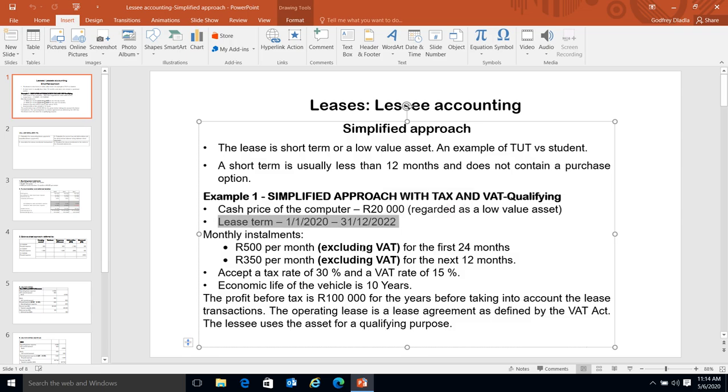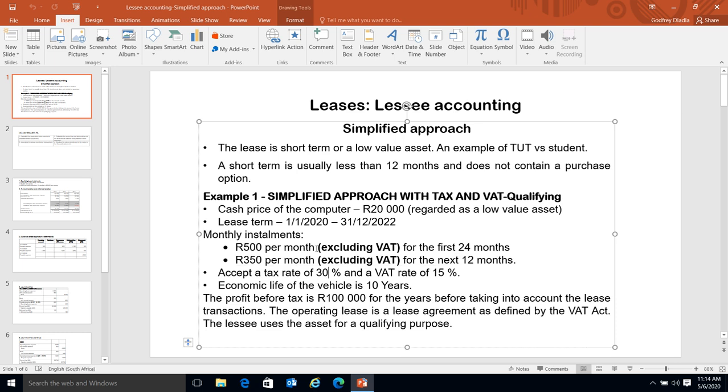Now, here is the lease term. So it's 3 years, 2022, right? It's 3 years. So here they've given us the monthly installment, how we are going to pay, right? For the first 24 months it is 500, and then 350 for the last 12 months. So in total, you've got 36 months. 24 plus 12 is 36.